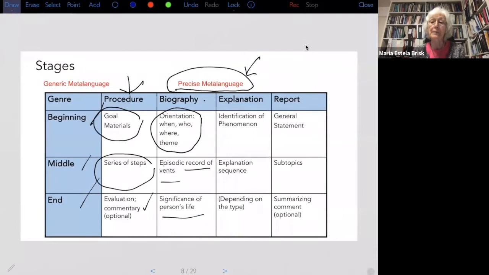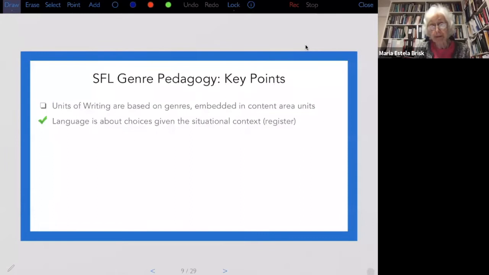And teachers don't have to be afraid about using the metalanguage with the children, because they learn it, and then they can talk about language and structure if they have the metalanguage. So that was my first point. The second point is very important, and that is language is about choices that are defined by the situational context, by the register. So language is not about rules.